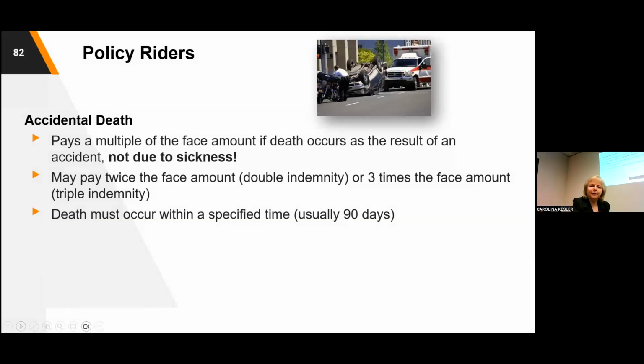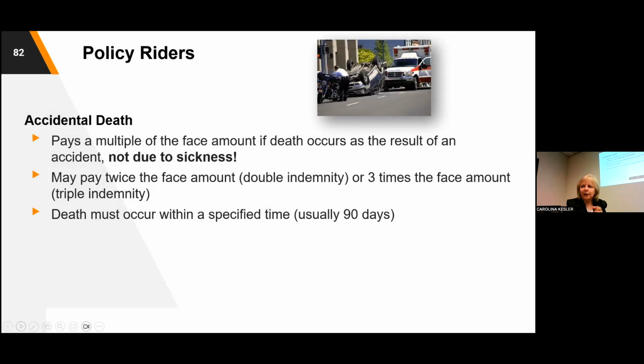Accidental death pays a multiple of the face amount if the death occurs as a result of an accident, not due to sickness. So which of the following might pay a double or triple benefit? It would be an automobile accident, right? Let's say Sarah has a 100,000 policy and she died as the result of an accident. She had a double face amount. How much would her beneficiary be paid if she were killed in an accident?